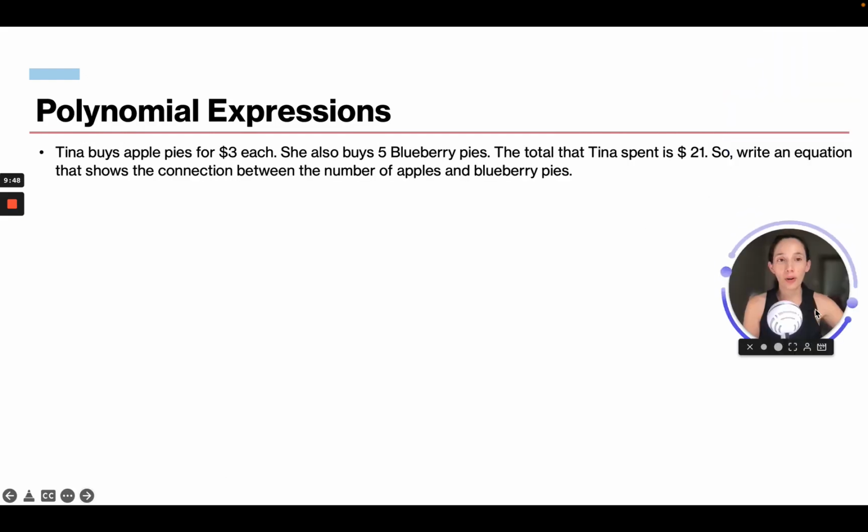So then we're also going to have things called polynomial expressions. So Tina buys apple pies for $3 each. She also buys 5 blueberry pies. The total that Tina spends is $21. So write an equation that shows the connection between the numbers of apple and blueberry pies.